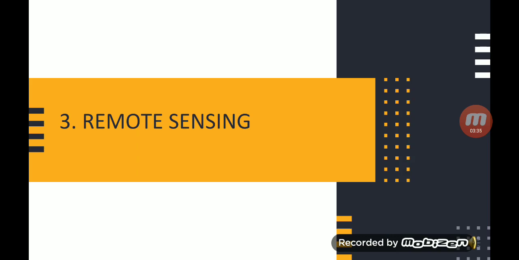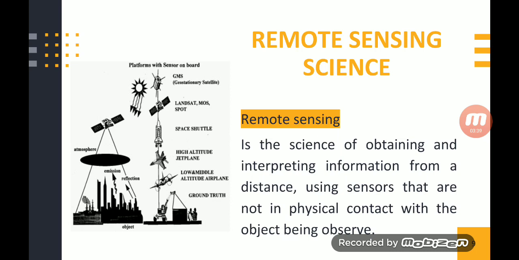Okay, tool number three, remote sensing. By definition, remote sensing is the science of obtaining and interpreting information from a distance using sensors that are not in physical contact with the object being observed. It's a non-contact method to collect, assess, and monitor the object. Remote sensing can come with different platforms, as you can see in the figure: space, low to middle altitude airplane, and ground. But basically there are three broad categories of remote sensing platform: ground-based, airborne, and satellite.